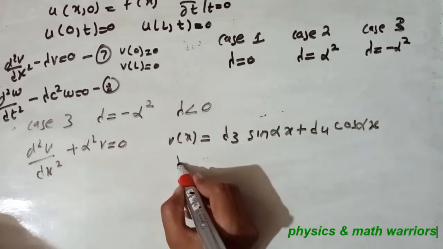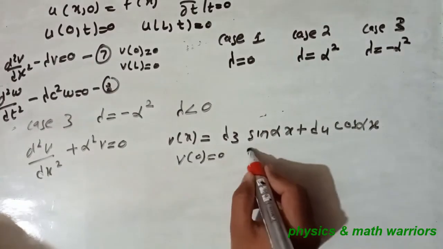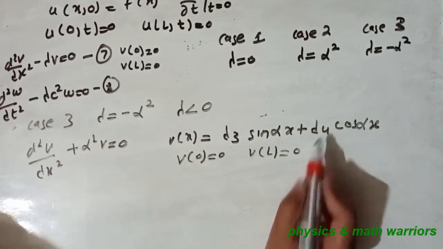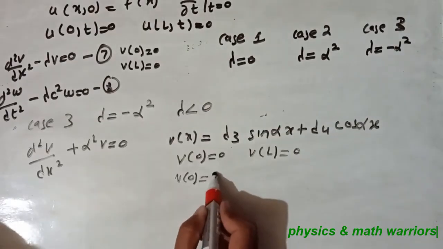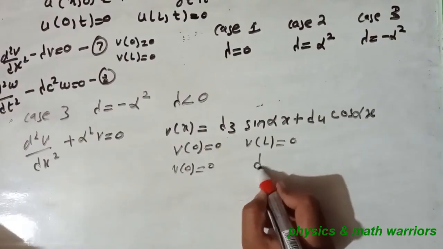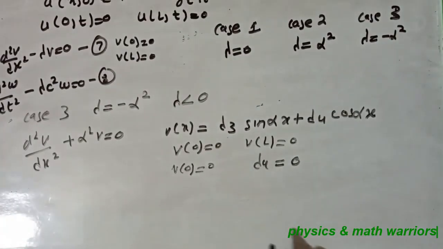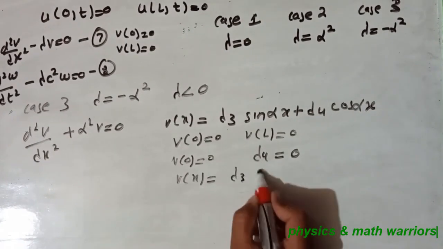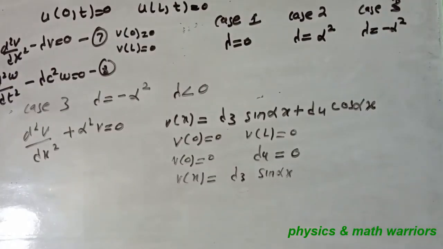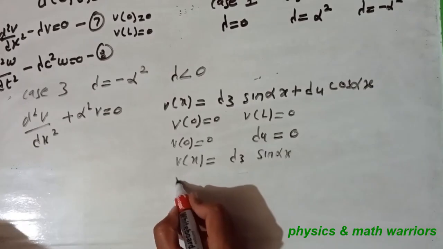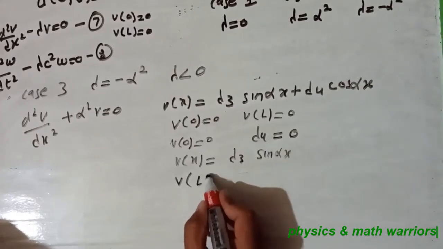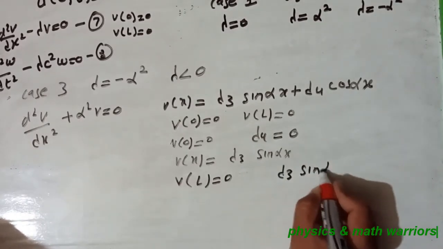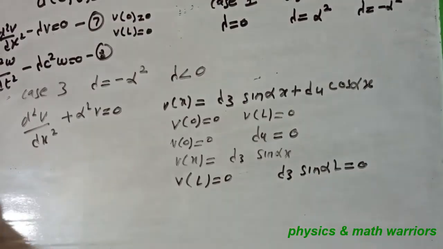Now we'll use the boundary conditions, which are v of 0 is equal to 0 and v of L is equal to 0, to find the values of d3 and d4. V of 0 is equal to 0 implies d4 is equal to 0, and so v of x becomes d3 sine alpha x. Now we'll use the second condition, which is v of L is equal to 0, implies d3 sine alpha L is equal to 0.